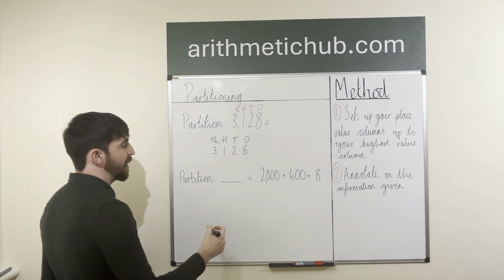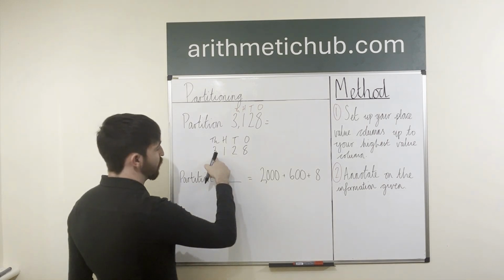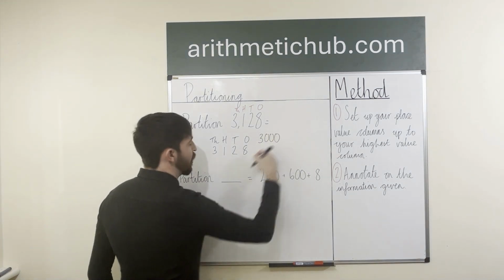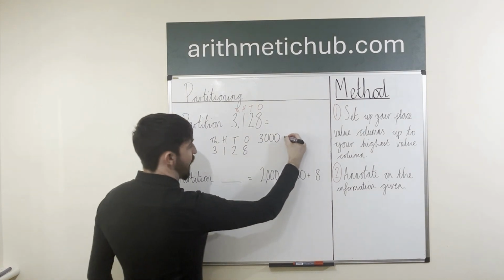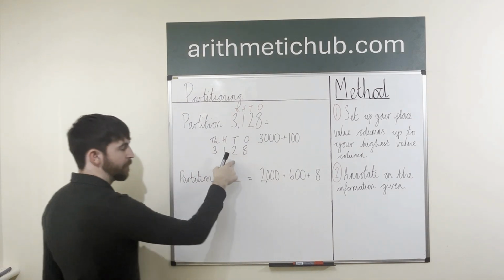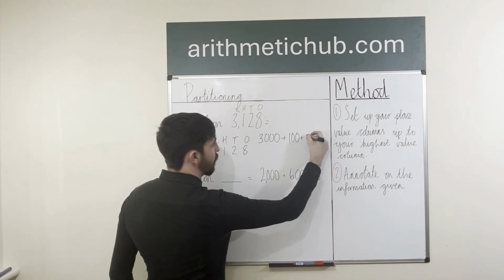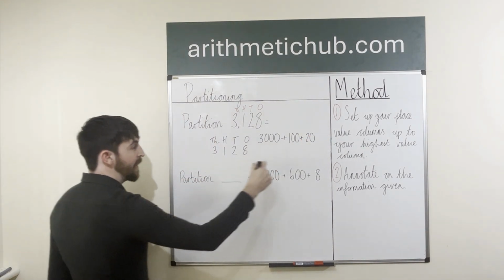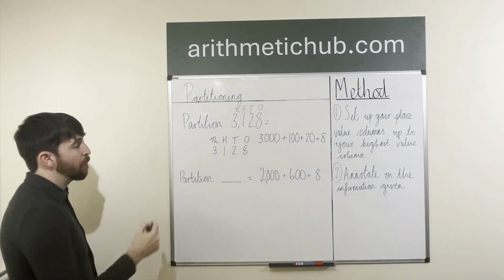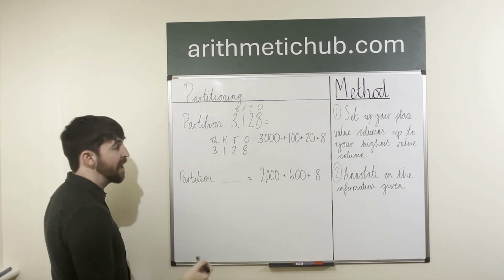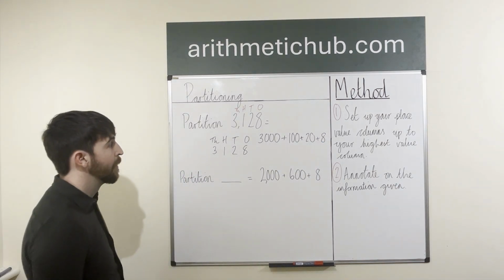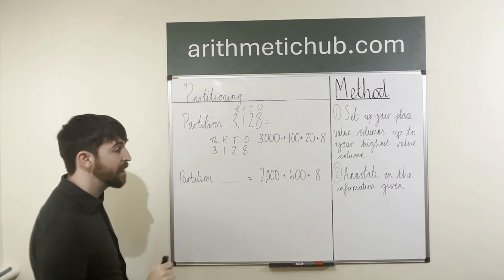Now we're going to need to partition this number. So when I'm partitioning it, I would say, okay, to start with, we've got 3,000, because we had 3 in the thousands. Then I'd add my hundreds. Put 1 in the hundreds, add 100. I've got 2 in the tens, 2 tens, and 8 in the ones. So, when I'm answering my question, I know to partition 3,128, it would be 3,000, add 100, add 20, add 8. Now let's have a look at the second type of question.